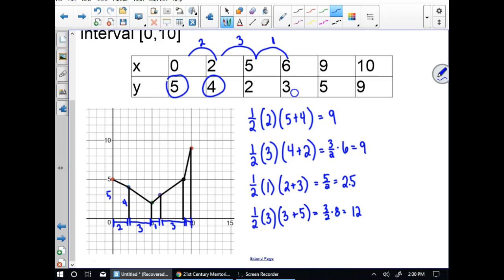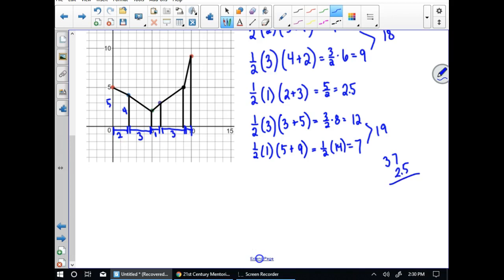And then the last one, we have a height of 1, and our bases have lengths of 5 and 9. So that's going to give us 1/2 times 14, which will be 7. We can add all of these together here. So 9 and 9 is going to give us 18. This will give us 19. If we put that together, we will have 37. Then add our 2.5 to get 39.5. So your trapezoidal approximation in this case is 39.5.